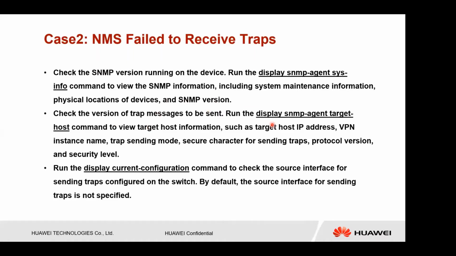You can use this command, display snmp-agent target-host, and you can see all the information such as the IP address of the target host, the VPN instance name if you are using any VPN instance, trap sending mode, security name for sending trap, protocol version, and also the security level. And the last part is you can also use the display current-configuration command like just now, with include snmp, to check whether the source interface for sending the traps is configured on the switch or not. However, by default, the source interface for sending the traps is not specified.